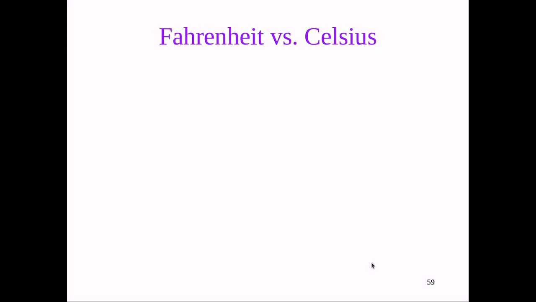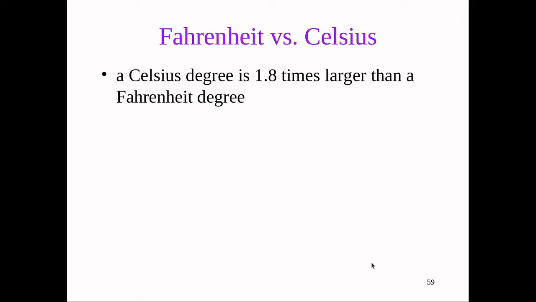So let's talk about Fahrenheit versus Celsius. A Celsius degree, and this is really key to understanding this, is 1.8 times larger than a Fahrenheit degree. Every time we go up 1.8 degrees, almost 2 degrees, on the Fahrenheit scale, that's only 1 Celsius degree. So you're going to see the numbers climb as it gets hotter in Celsius almost half as fast as you would in the Fahrenheit system.